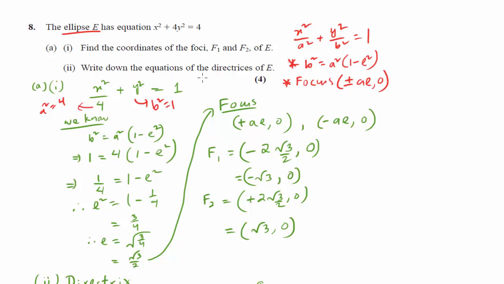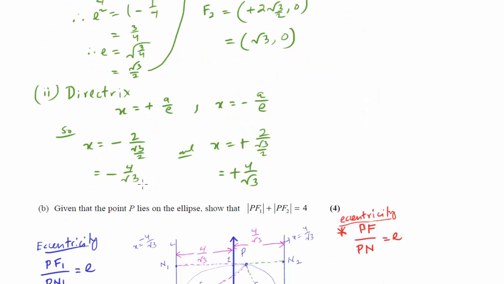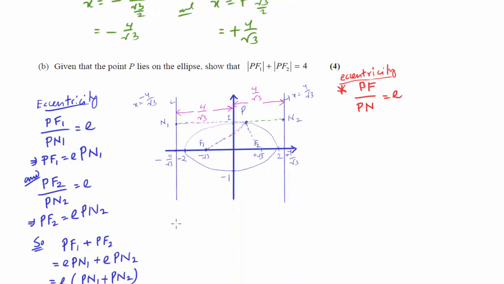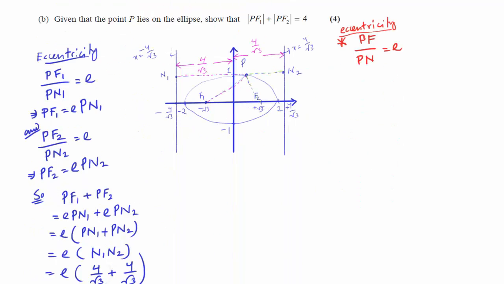Now next is the directrix. The formula for the directrix is x equals plus or minus a divided by the eccentricity. It's very simple. We know a is 2 and the eccentricity is root 3 by 2, and we have one positive value and one negative value. These are vertical lines, since x equals a constant is a vertical line. There is a diagram over here that shows the directrices, which are the two vertical lines, and the foci F1 and F2.